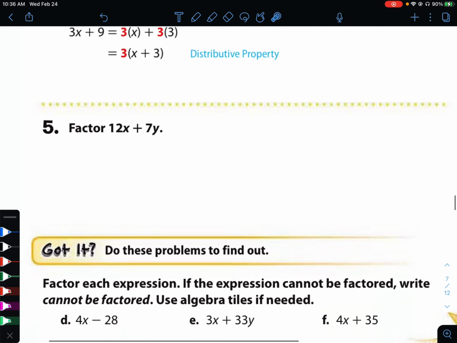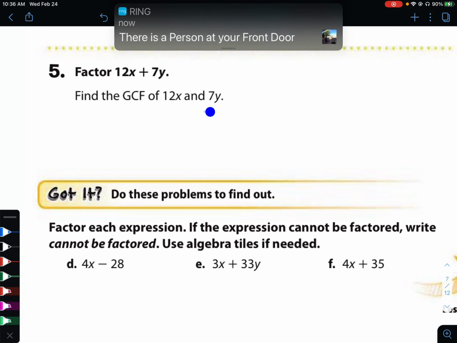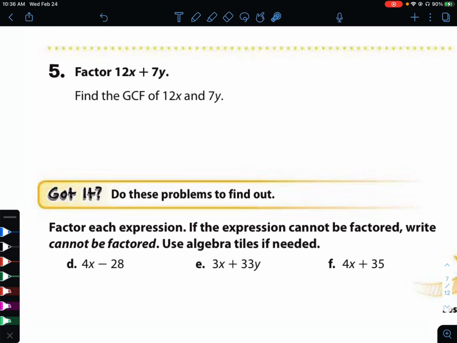Okay, let's take a look at number 5, factor 12x plus 7y. Again, the first thing we need to do is find the GCF, or the greatest common factor, of 12x and 7y. By doing this, we get the prime factors of 12x and the prime factors of 7y. So for 12x, it's 2 times 2 times 3 times x. For 7y, it's 7 times y. Actually, 1 is not prime, so it's supposed to be only 7y.